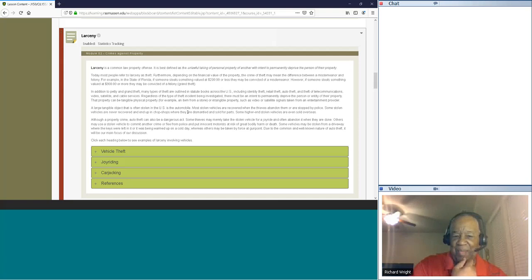And so it says here that some vehicles may be stolen from a driveway where the keys were left in it, or being warmed up on a cold day. People do that a whole lot. What you need to do in that situation is hopefully have a second set of keys and be able to lock the car. And you want to make sure that only you can get that car and drive it away.